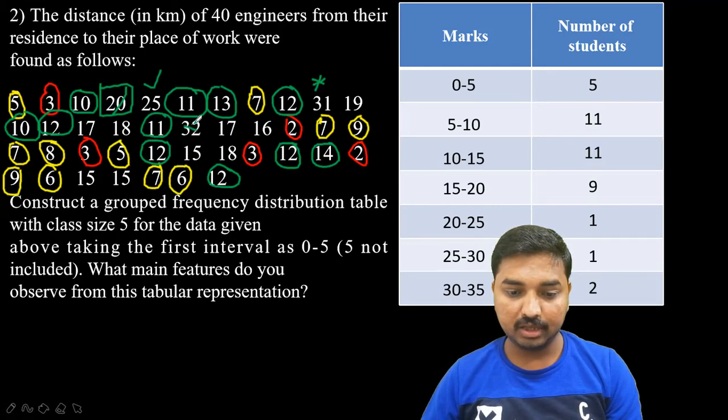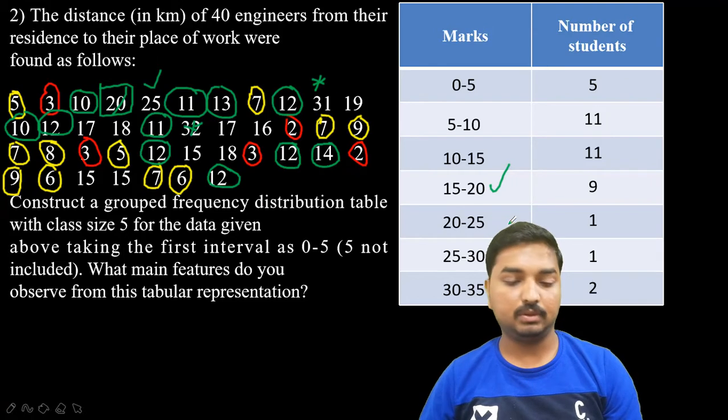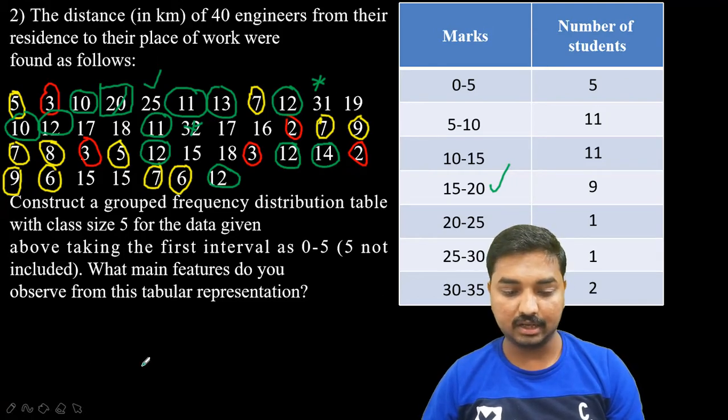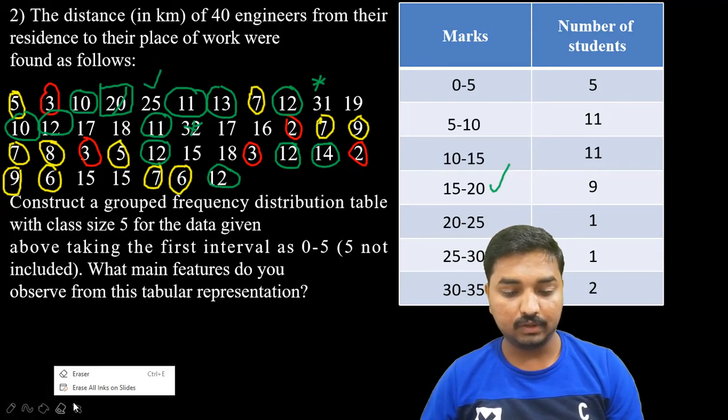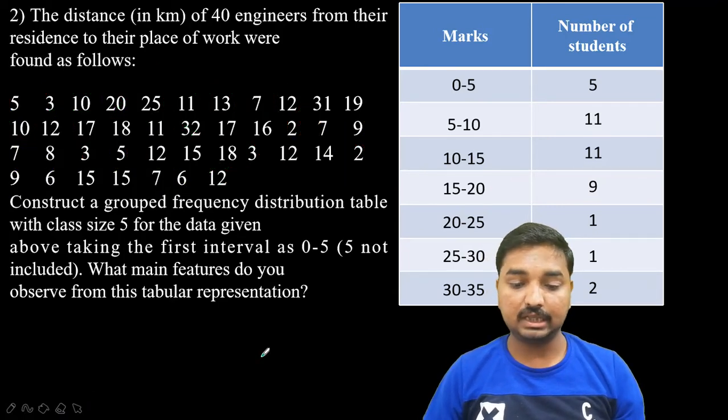Okay, so maybe these two are actually false in the last class interval, and the rest of things actually belongs to what? This one, 15 to 20 class interval. Okay, you can count all these things and you will get the correct frequency of each class interval, and I'm going to erase all these things.